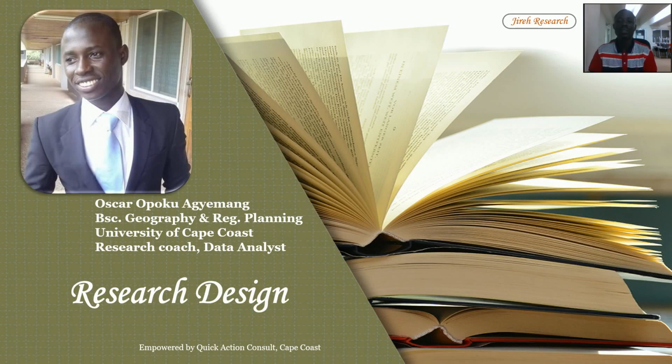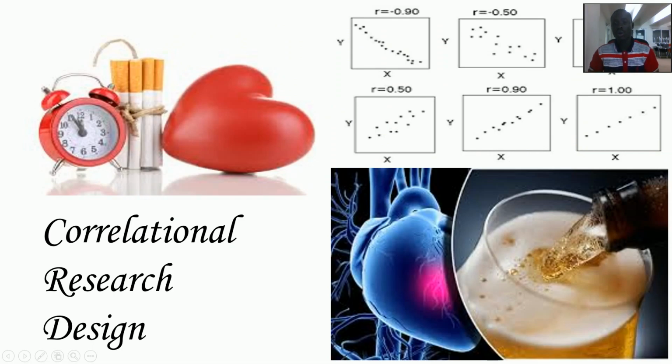When we look at correlational research design, people would like to associate some variable to the other. For instance, associating cigarettes or smoking to heart disease, as well as drinking to heart disease. So you just want to know whether these two variables have some relationship, whether it is strong or weak, or whether there is a negative or positive correlation between them.